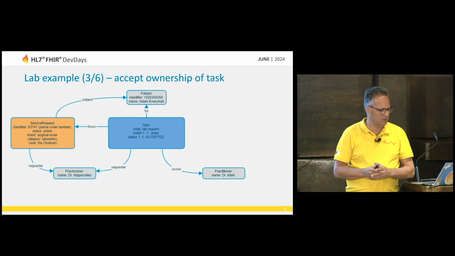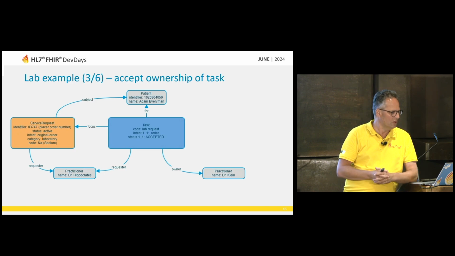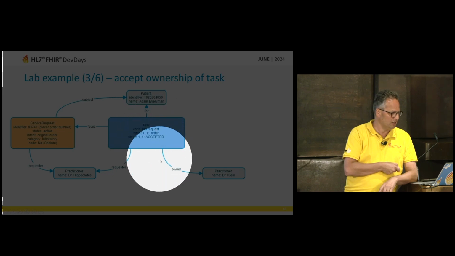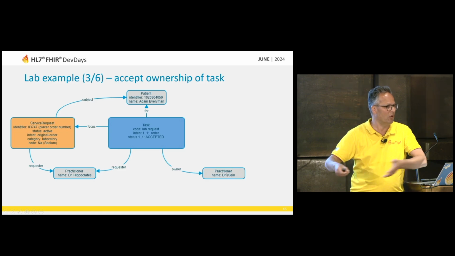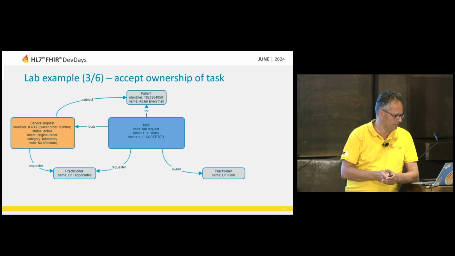Step number 3. So let's assume one of the laboratories has found out, okay, yes, I'm willing to do this. And how do you indicate that? Well, you change the status of the task. Remember, that's the FHIR resource that's manipulated both by the ordering party as well as by the lab system. You change the status of the task to accepted. And then we have an owner, and in this case it's Dr. Klein, and Dr. Klein acts on behalf of, let's say, some laboratory department. We haven't done anything yet, we've just claimed the task. I promise that I will do this, effectively.